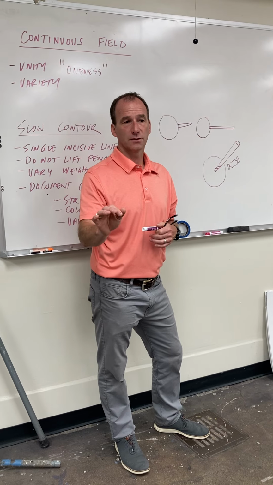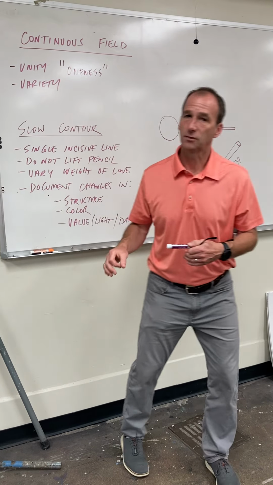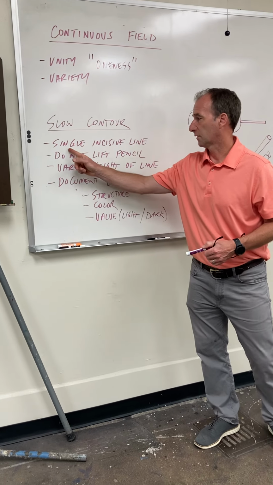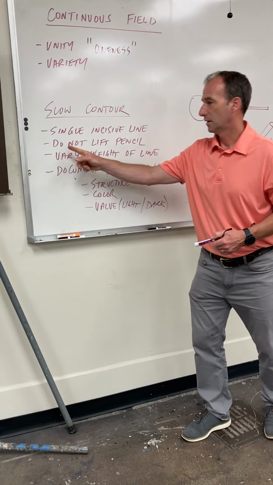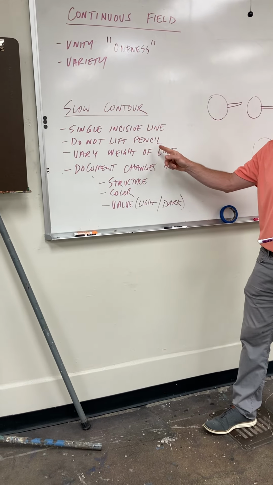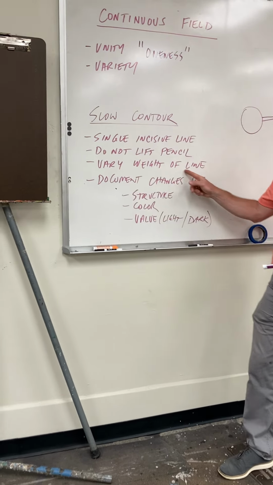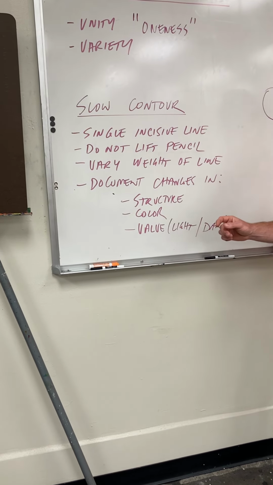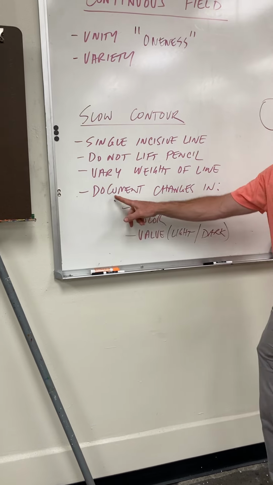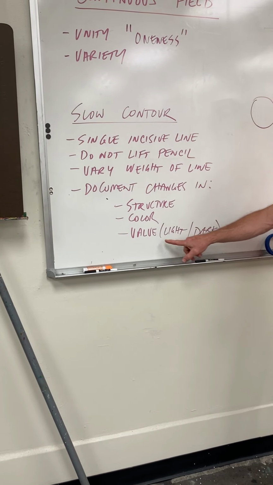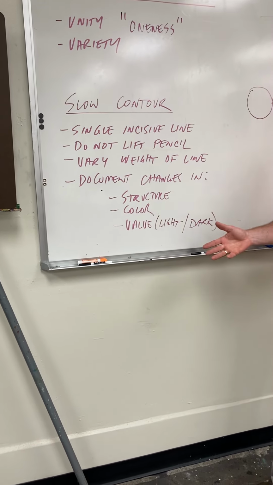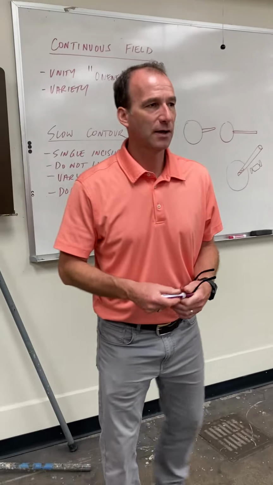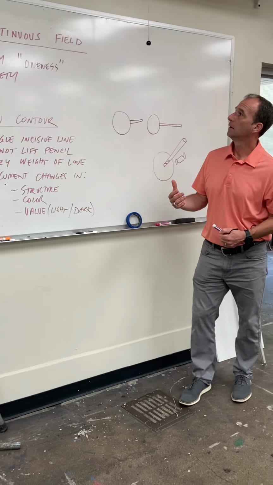There are 2 other videos on Blackboard that deal with slow contour, but basically slow contour is a kind of drawing which uses a single incisive line. You really try to not lift your pencil at all. You want to vary the weight of your line, so a darker line when you need a darker line and a lighter line when you need a lighter line. That line is used to document changes in structure, color, and value, or the lightness or darkness of something, okay? So that is kind of how we're going to do this drawing.